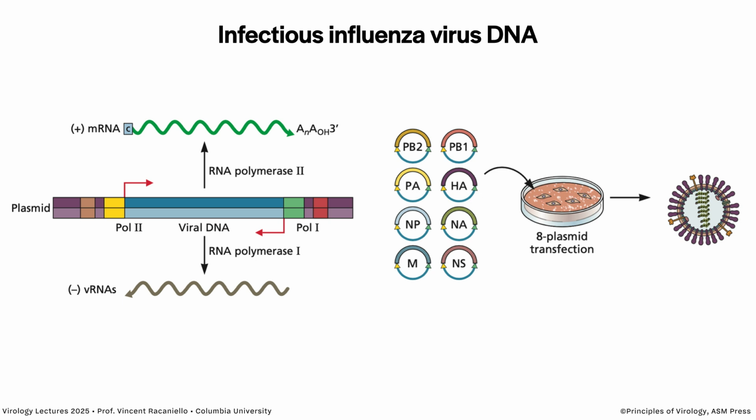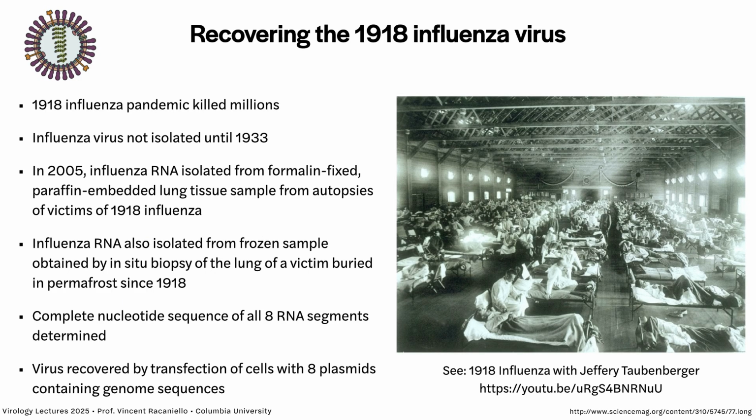This has also been done with influenza virus. In this case, you need to take 8 plasmids, 1 for each segment of the genome, and each segment makes both plus and minus strand RNA. You introduce all 8 into cells, and out comes influenza virus. And this was used to recover the 1918 influenza virus.